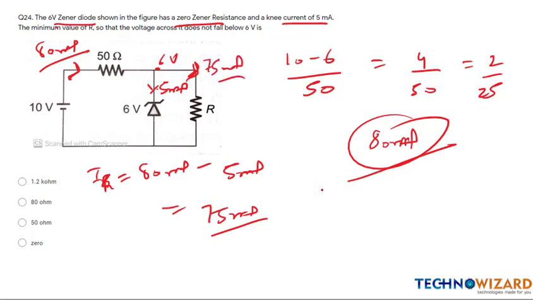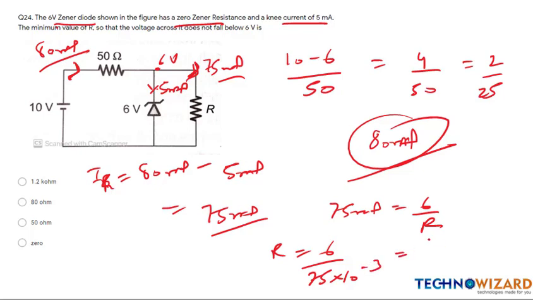Now we have to find the resistance. I can write that 75 milliampere, the current flowing through this, is equal to V by R, that is 6 upon R. Now R is equal to 6 upon 75 milliampere, that is 75 into 10 to the power minus 3, which is equal to 6000 upon 75.